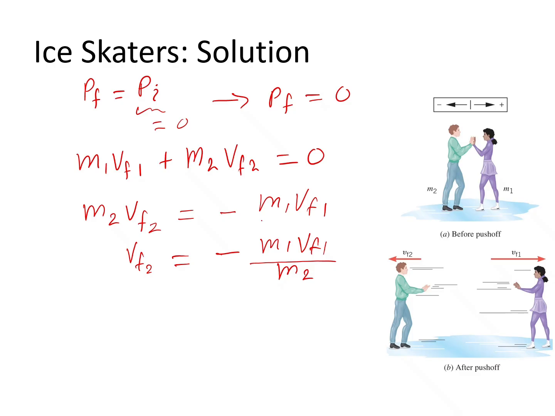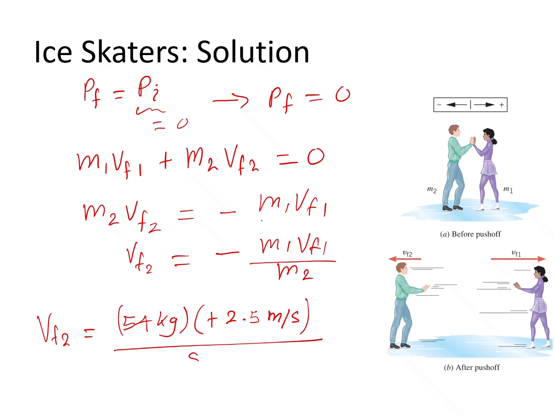And now we can substitute the values. So v_f2 equals the mass of the woman, 54 kilograms, times the velocity of the woman, which is positive 2.5 meters per second, divided by the mass of the man, 88 kilograms, with a negative sign. And we get negative 1.5 meters per second. The negative sign is important. It tells us the man moves in the opposite direction from the woman.